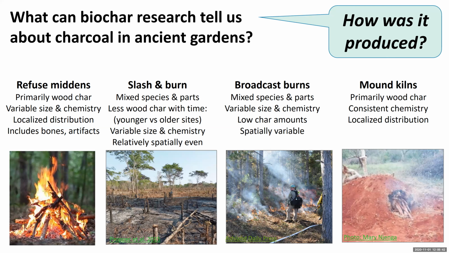Okay, so the last photo shows a mound kiln. This is a way of deliberately creating charcoal. And this example from Kenya is used to create charcoal briquettes, which are then used as a cooking fuel. But this photo is just an example of a deliberate way to maximize charcoal production by controlling the amount of oxygen present during a fire.